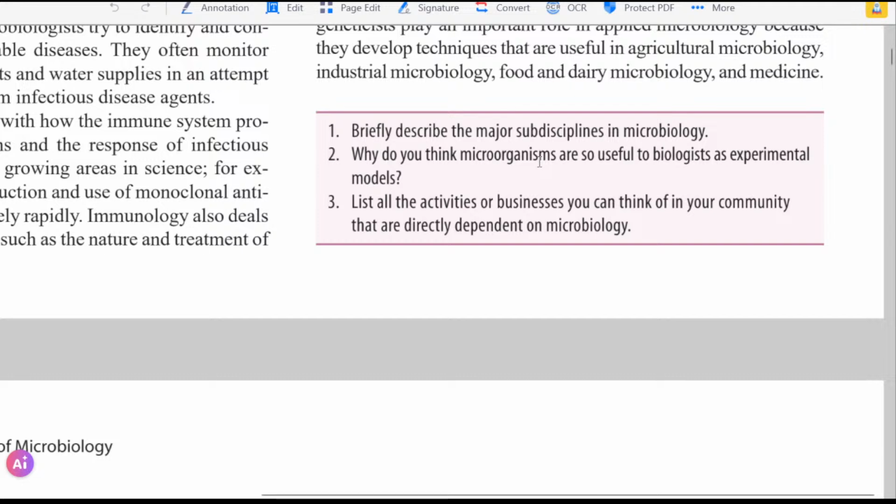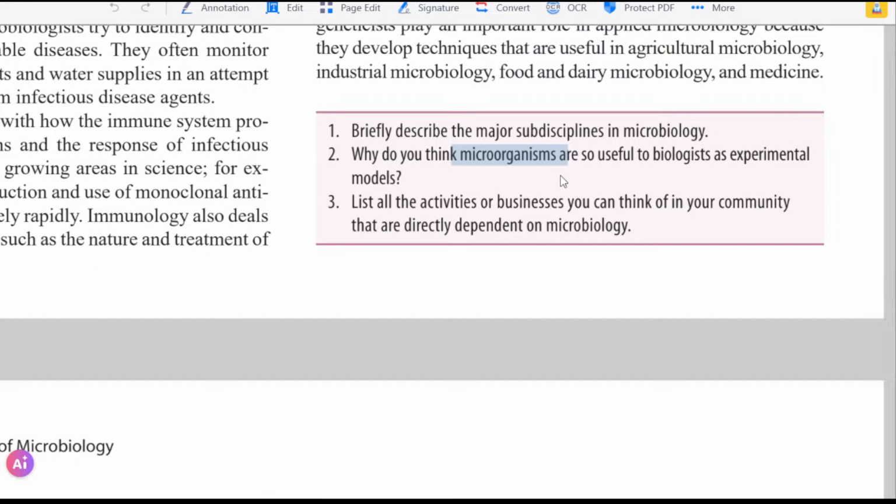Why do you think microorganisms are so useful to biologists as experimental models? Well, they are small. They are easy to grow. They are easy to manipulate. They are easy to give nutrients to. They are easy to handle. They are easy to produce the desired products which we need. We can insert whatever gene we want, at least simple ones, and the things they produce will be in large quantities. So yeah, that's why they are useful. And we can study them under the microscope. We can make their nutrients and the environment as we desire in the lab as well.